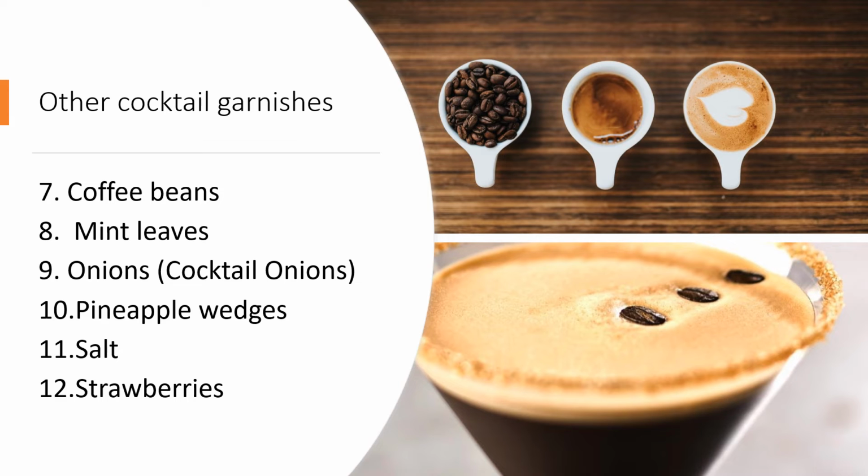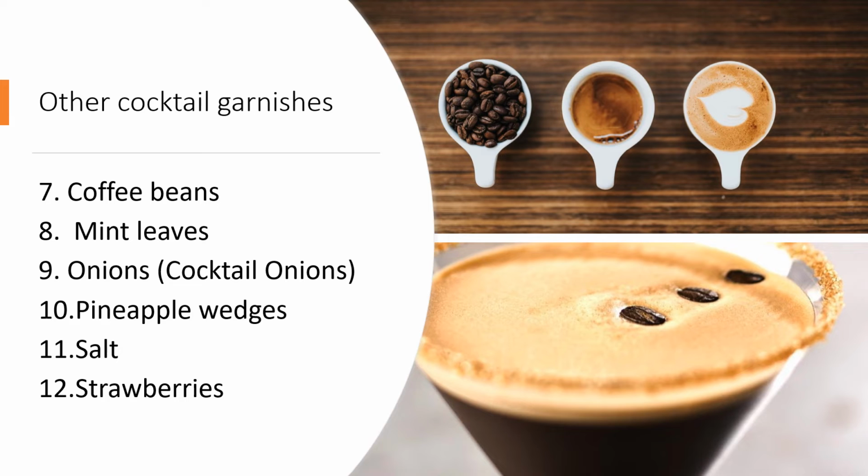For mint leaves, we need to wash the mint leaves with water, used in drinks with mint in them like mojitos and mint juleps. So cocktail onions are very small onions. They are about the size of a marble and it is also used when garnishing a cocktail drink. Pineapple wedges are used in many tropical drinks and kosher salt is used to coat the rim of a glass.